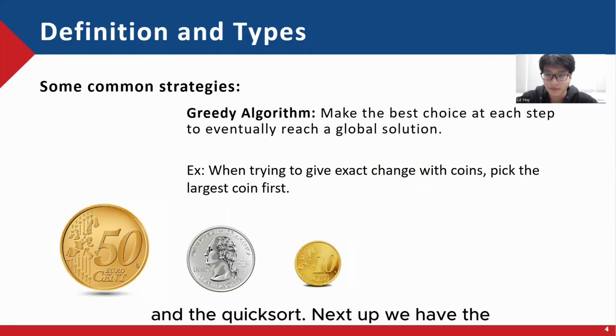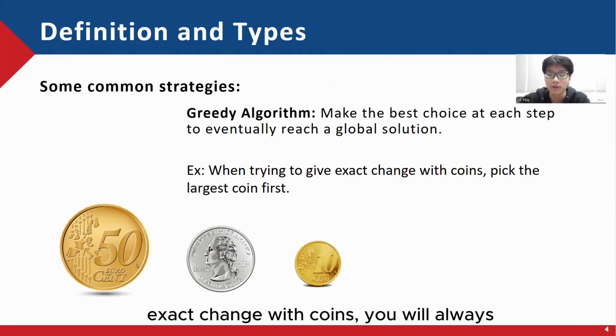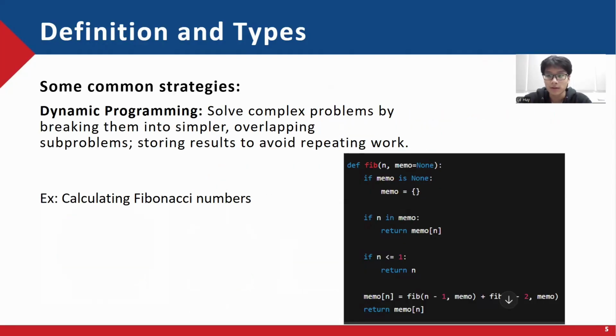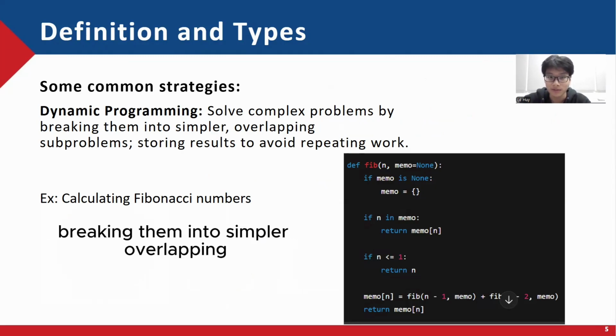Next up, we have the greedy algorithm, which means making the best choice at each step to eventually reach a global solution. For example, if you're trying to give exact change with coins, you will always pick the largest coin available first. Say you're trying to give $0.85 in change: you would start with the 50-cent coin, then the 25-cent coin, then the 10-cent coin.